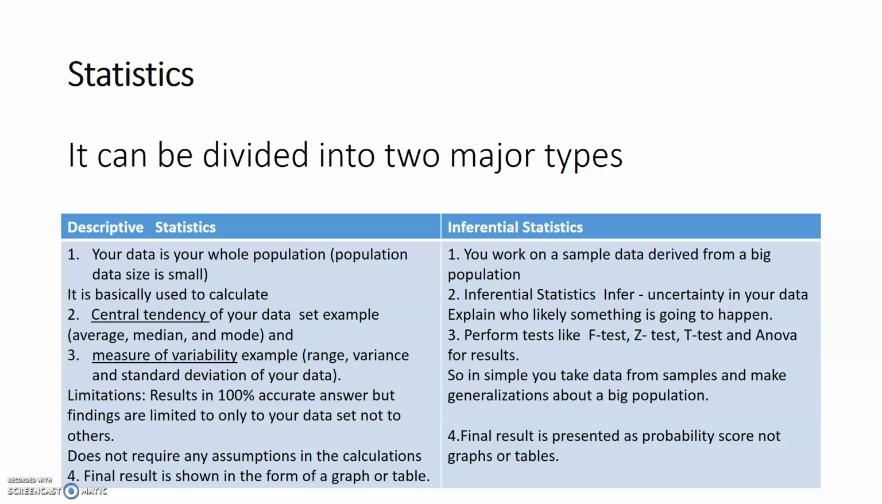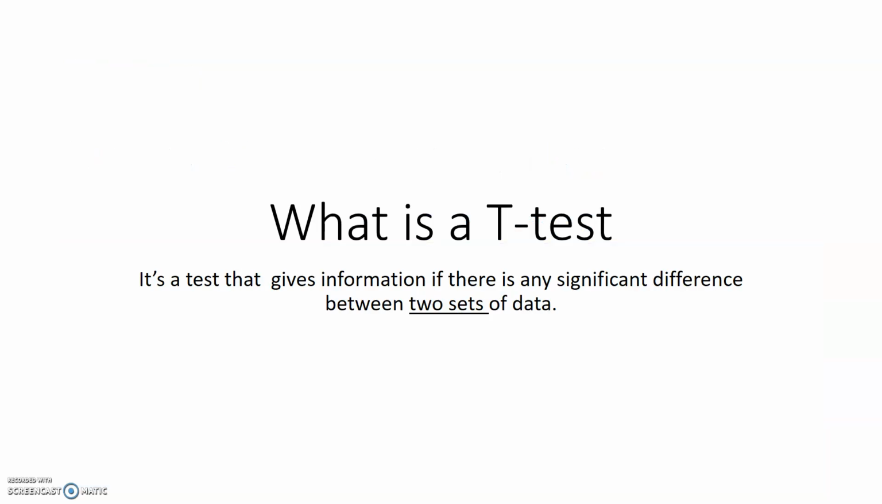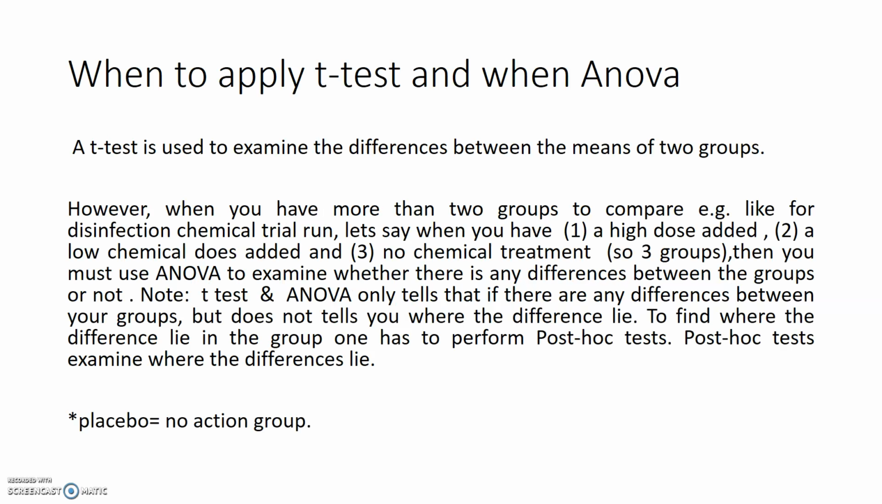So talking about the t-test, let's move to the t-test. What is a t-test? It is a test that gives you information if there is a significant difference between two sets of data. So a t-test is applicable only on two sets of data at a time. If we have three sets of data, we cannot apply a t-test. In that case, we have to apply ANOVA. So here I have said when to apply t-test and when to apply ANOVA.